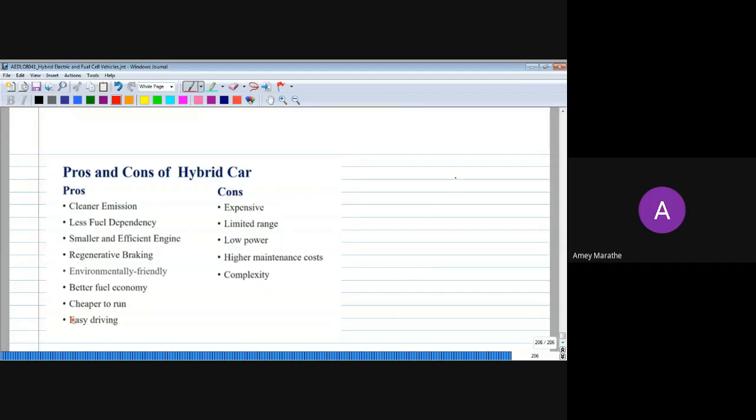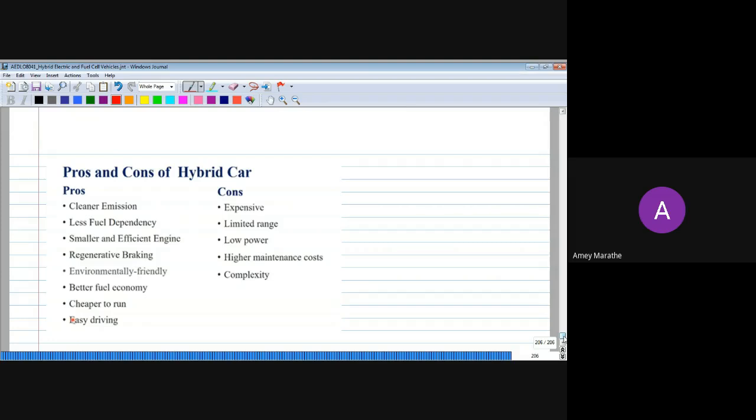So again, what are the pros and cons of hybrid car? I'm just putting these slides so that you are able to understand it. So basically, right from the beginning, we started with hybrid vehicles. Before that, we saw the performance of IC engine vehicles. Then, we came to hybrid electric vehicles. We understood the different types of hybrids, how they work, how they operate.